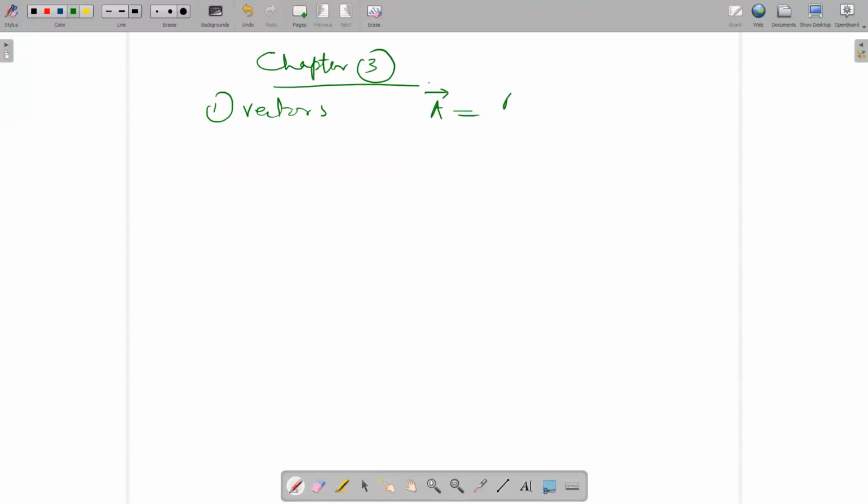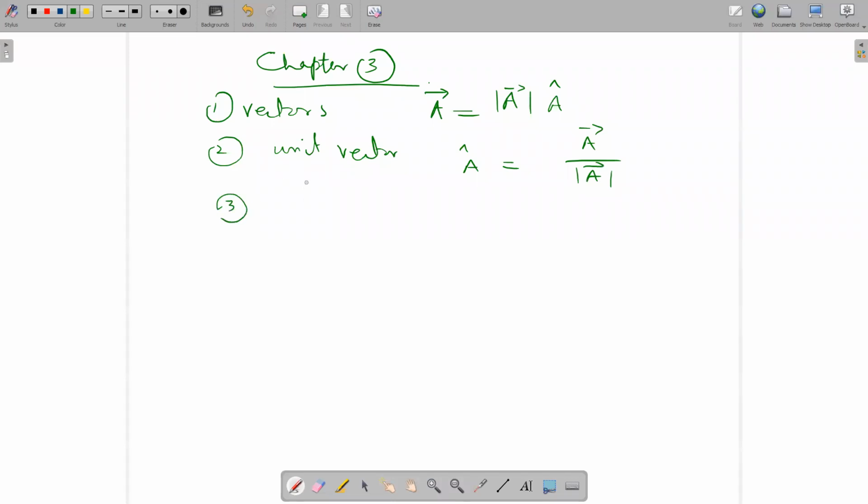This equation is very, very important. A vector is equal to A magnitude into A unit vector. Then we find the unit vector from here. So the unit vector, you can find that A vector over A magnitude. This is a very important relation for your problem solving.